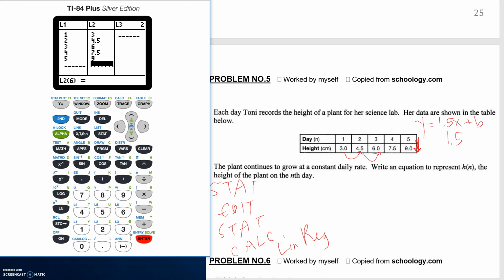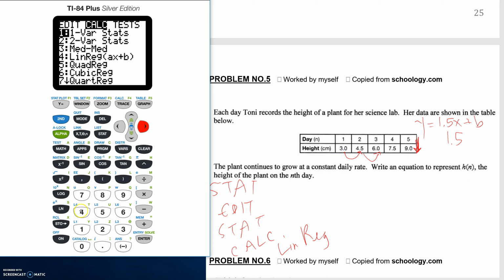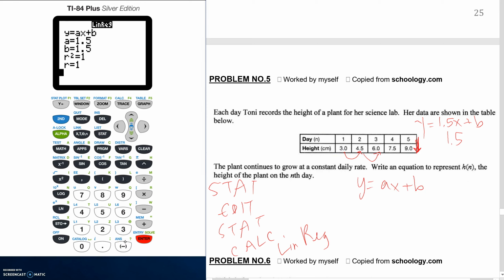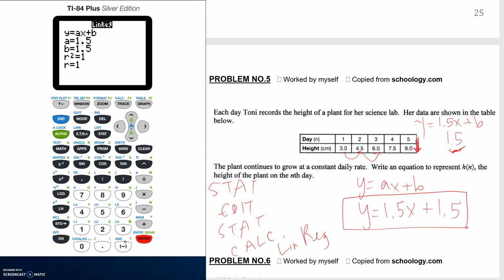Okay, once it's in there, we go back to stat again, but this time we do calc, and we pick item number 4, lin reg. Keep hitting enter till it calculates, and it gives us our equation in the form ax plus b, where a is 1.5, which we knew, we said the slope was 1.5, but b is also 1.5, right? Which would make sense if we tried it out. 1 times 1.5 plus 1.5 is 3. 2 times 1.5, which is 3, plus 1.5 is 4.5, and this would work throughout all the points of the table.